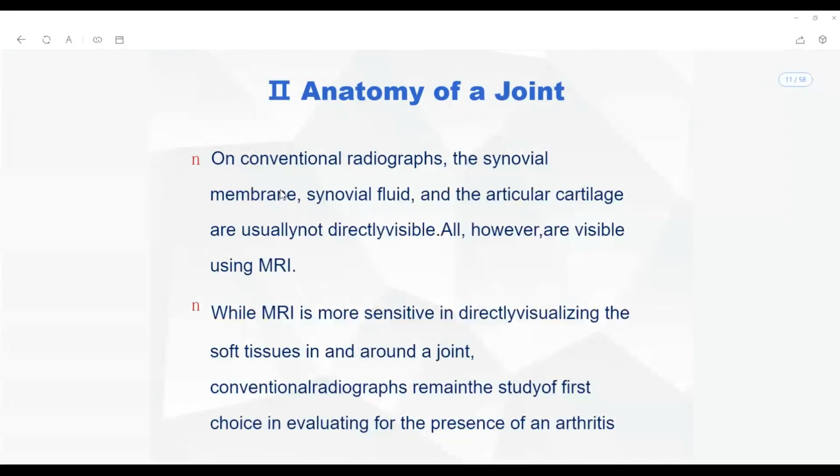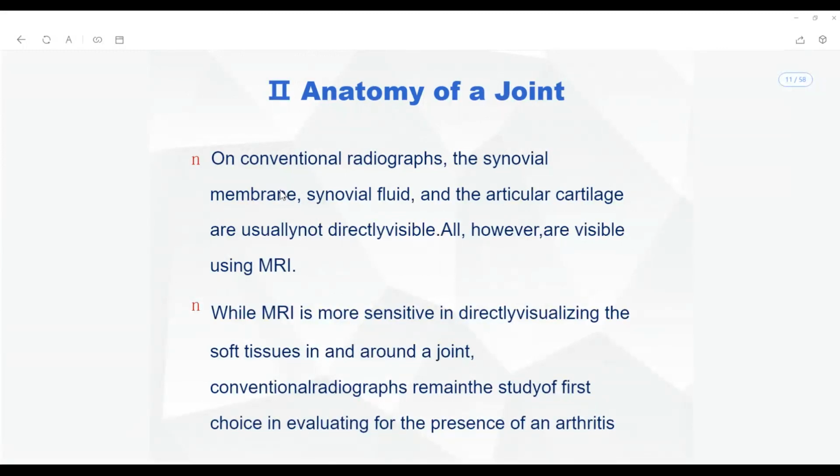directly visualizing all the soft tissues in and around the joint. Which means we are talking about the bursa, ligaments, tendons, muscles, nerves, synovial membrane, articular cartilages, and even fluid. All these structures can be clearly demonstrated by MRI because it has better sensitivity towards them. That's the reason MRI is the preferable choice, let us say the gold standard. However, the first choice of investigation is always a conventional radiograph in evaluating the presence of arthritis.